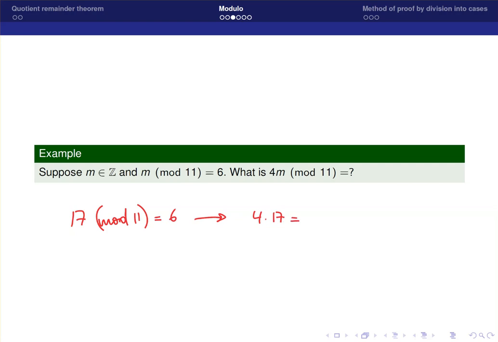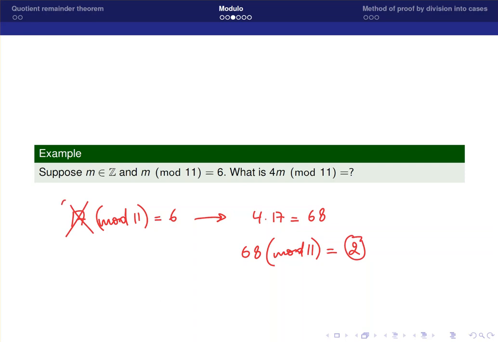Now keep in mind that this is 68. So the question is, how much is 68 mod 11? And it's simple. In this case, the answer is going to be 2, because 68 divided by 11 is going to be 6 with a remainder of 2. So 2 is the answer, but is that true when I change the number 17 to something else, for example? Is it always going to be 2 at the end?